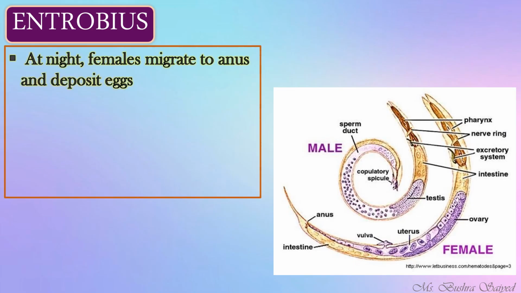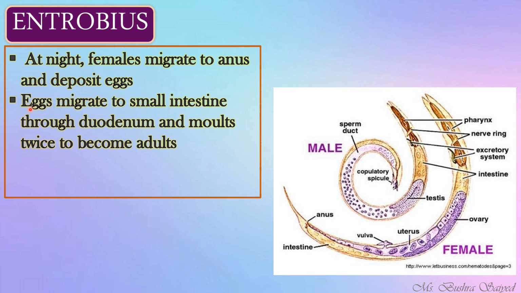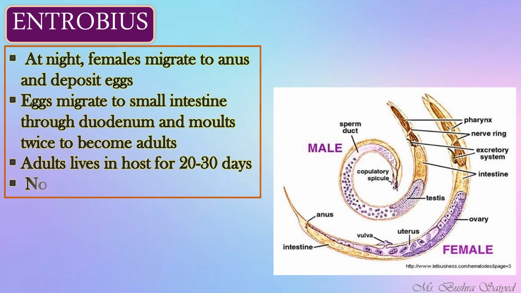So what about the life cycle of Enterobius? What happens at night, the female worm will migrate to the anus, and there they will deposit their eggs. The eggs will migrate to the small intestine through the duodenum and molt twice to become adults. Those adults will live in the body for around 20 to 30 days, and there are no chances of reinfection of the organism. So the adults will automatically die. So there is no reinfection.